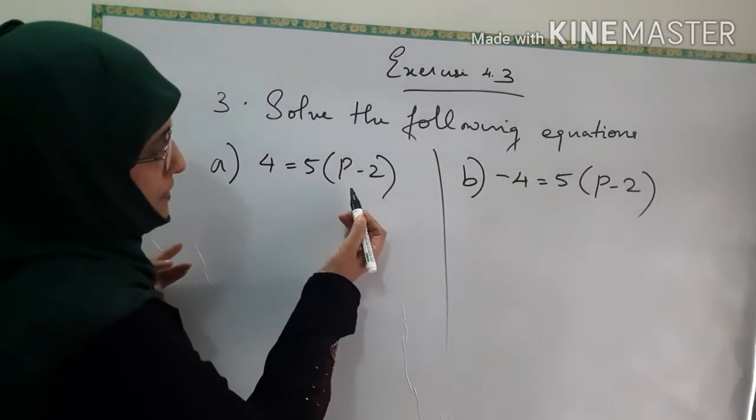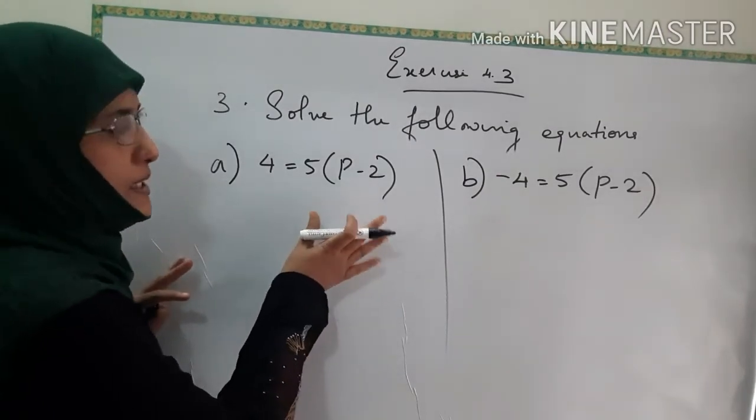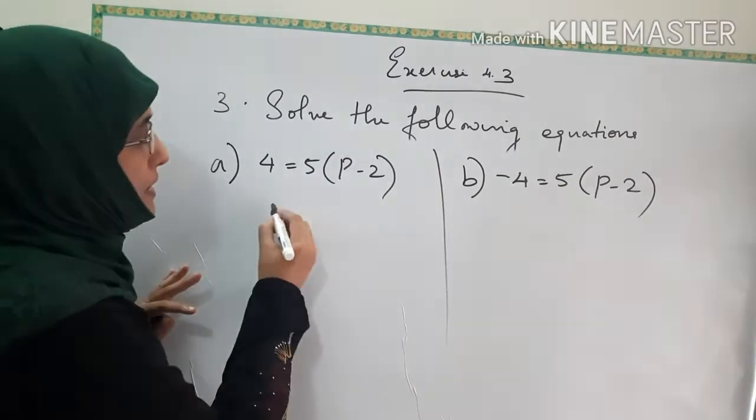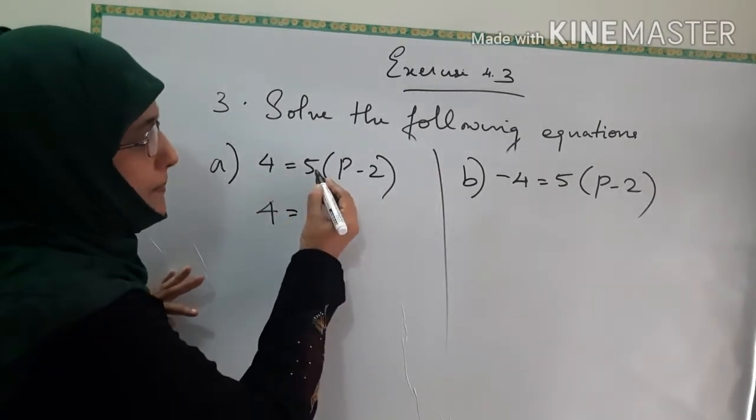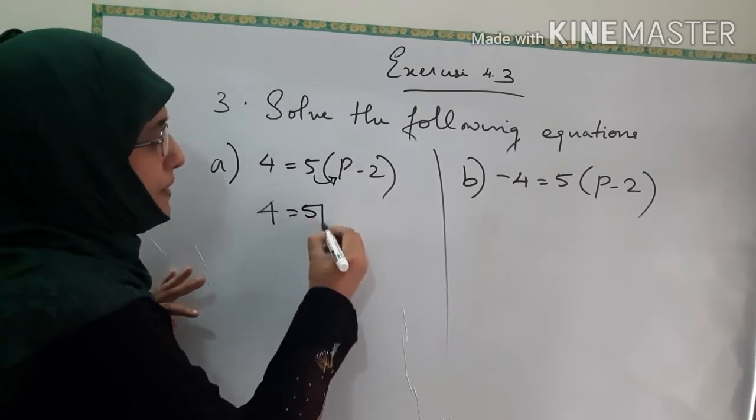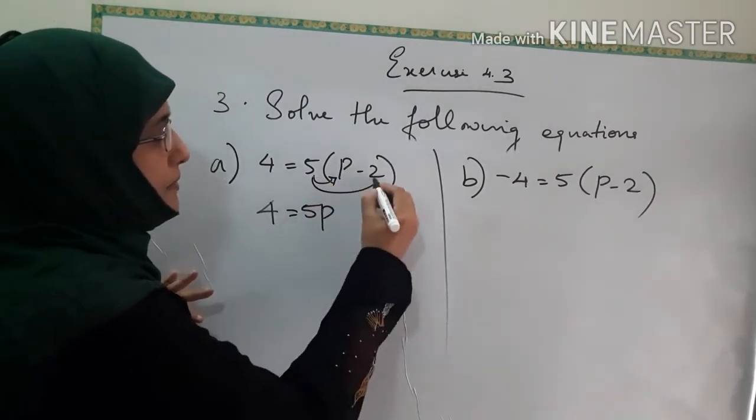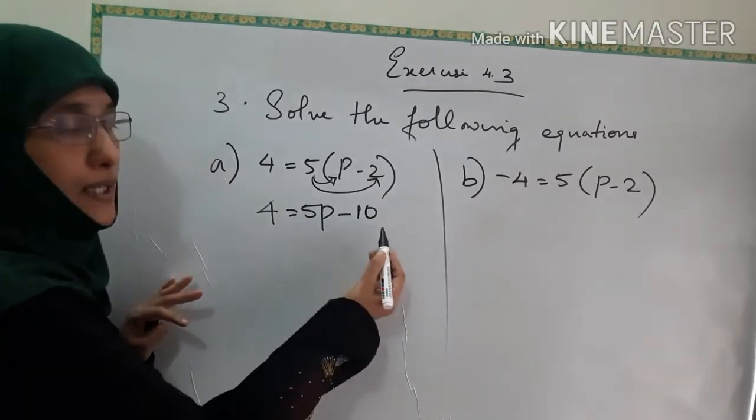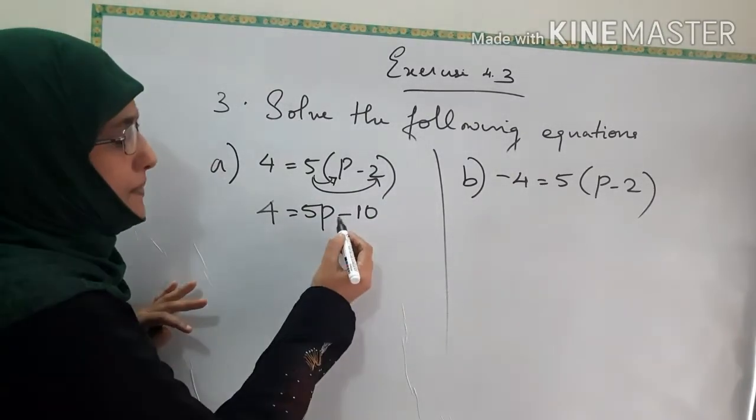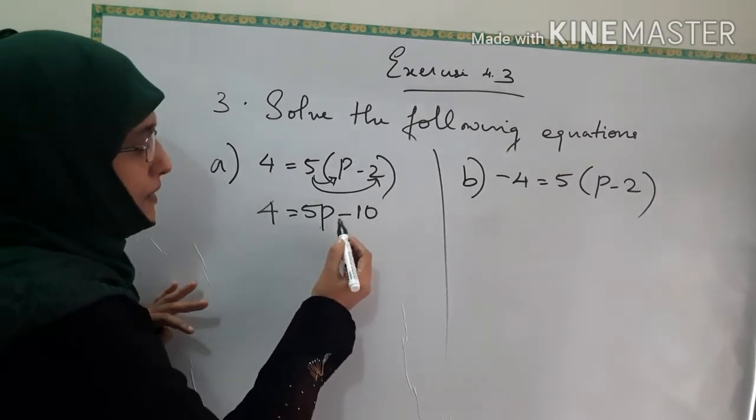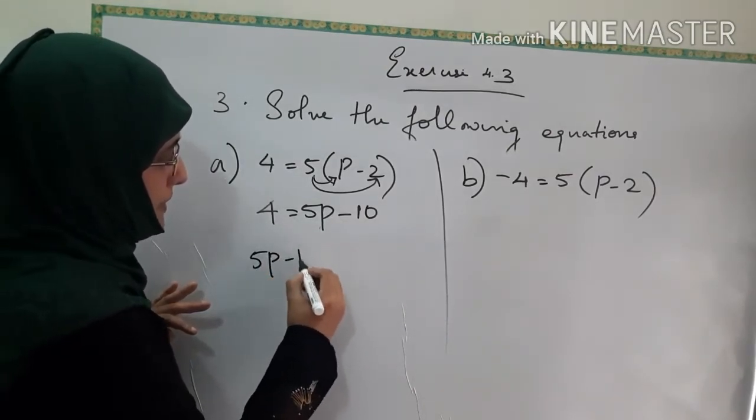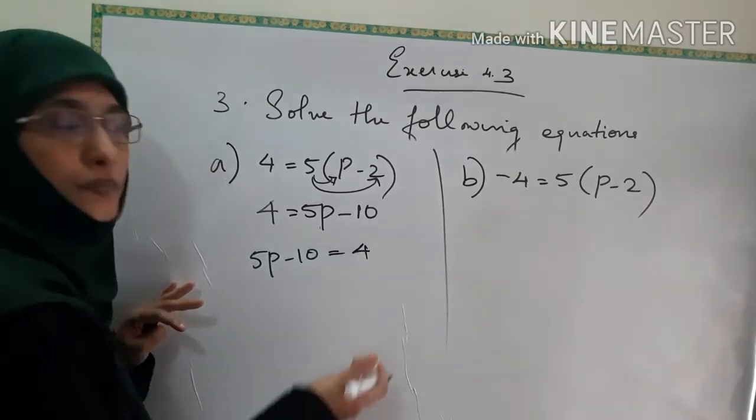But the method will be the same, isn't it? So in this case you can do the same way as you did before, or you can open the bracket also. See, 4 equal to, when you open the bracket, 5 into p, 5p. Then 5 into 2 becomes 10. So it is 5p minus 10. Then you want to get the p. If you get confusion, you can interchange the places: 5p minus 10 equal to 4.